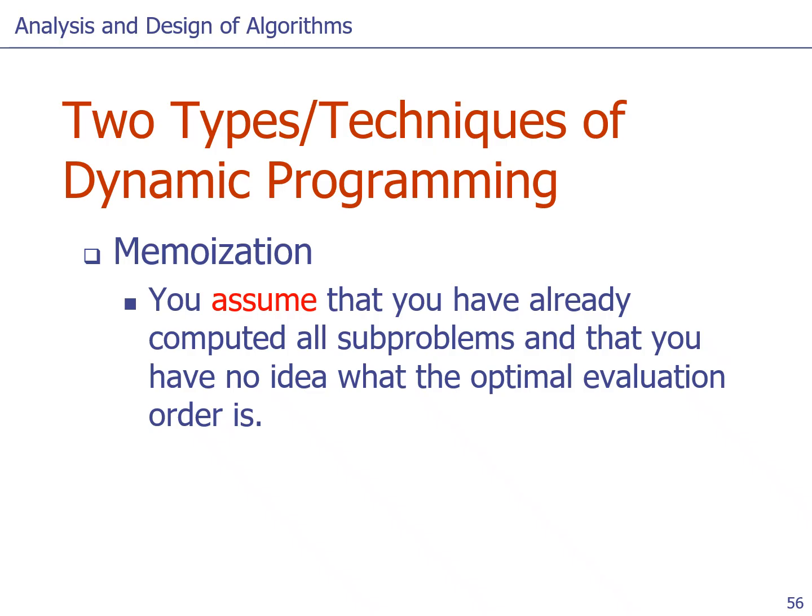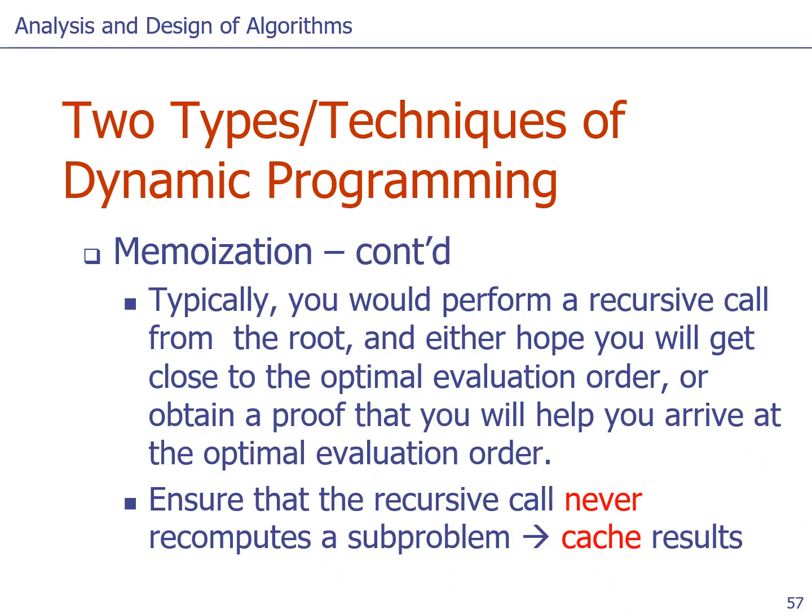For example, in a graph where you would like to know the vertices that make up the shortest path, this is something to worry about with memoization. It's not impossible to retrieve or find this information, it's just a little bit harder compared to tabulation. And this is what I try to emphasize in this slide. Let me read. It says typically you would perform a recursive call from the root and either hope you will get close to the optimal evaluation order or obtain a proof that will help you arrive at the optimal evaluation order. So usually there's always an additional effort after you're done to figure out what the optimal solution is and how you can actually make sure that this is the optimal solution.